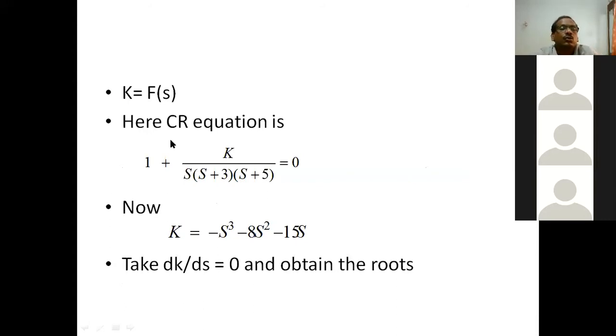Okay, so we'll do 1 plus G(s)H(s). The value of G(s)H(s) is k upon s into (s plus 3) into (s plus 5), equal to 0. After rearranging this, your equation for k will be minus s cube minus 8s square minus 15s. Once you get this k equation, you take the derivative of k with respect to s, equate it with 0, and obtain the roots.